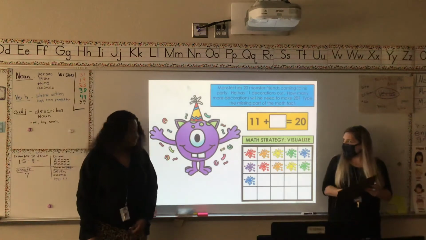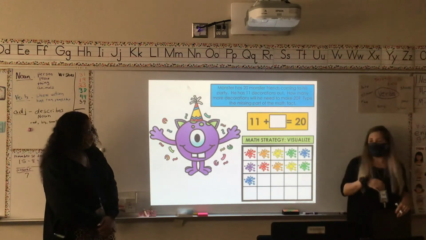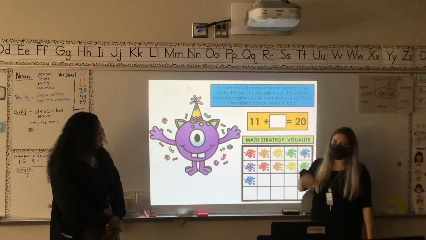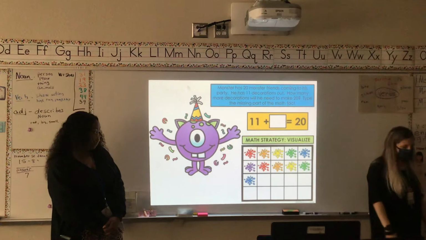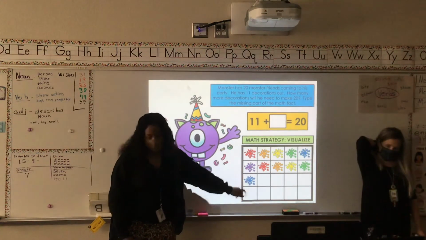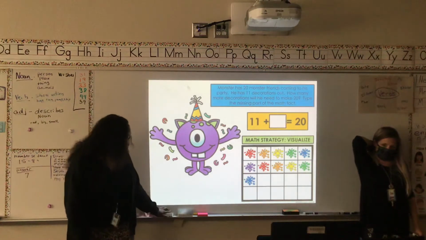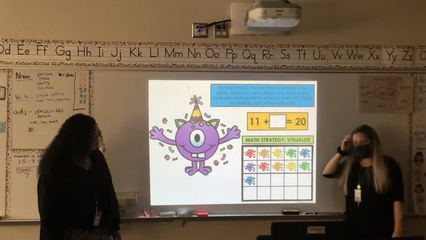Alright, next one. Alright, let's see this. 11 plus 20. 11 plus blank equals 20. So they give us a 20 string. Oh, we already got one 10 string. How many more do we need? So if we need to fill that one, think about what's 10 plus 10. What's 10 plus 10?